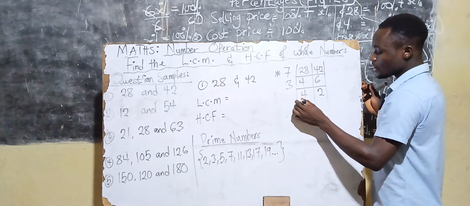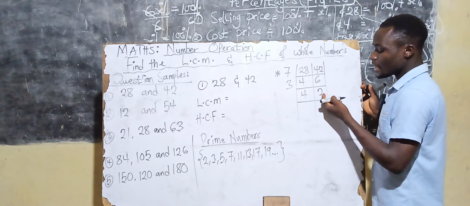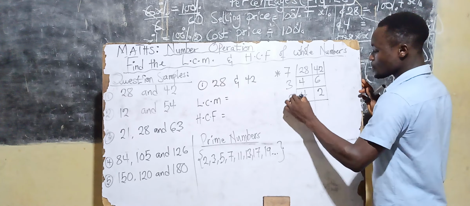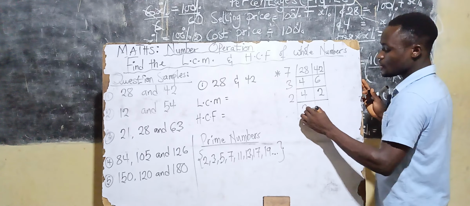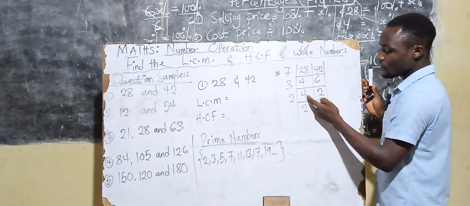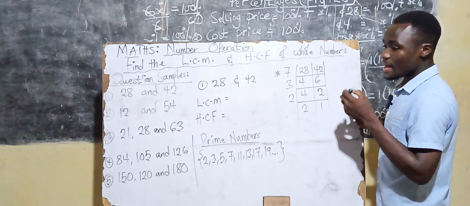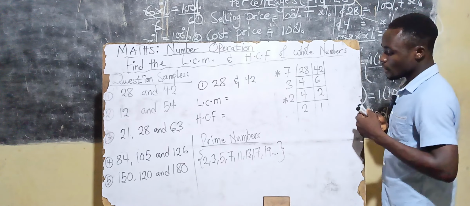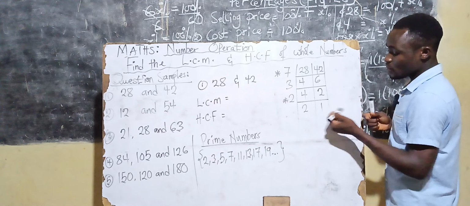Okay, so we are continuing. So we now have 4 and 2. Which prime number can I also use again? I can use 2. Now 2 divides 4 how many times? 2 times, and divides 2 here 1. So here, because the 2 was able to divide 4 and 2 at the same time, I can now stir the 2.